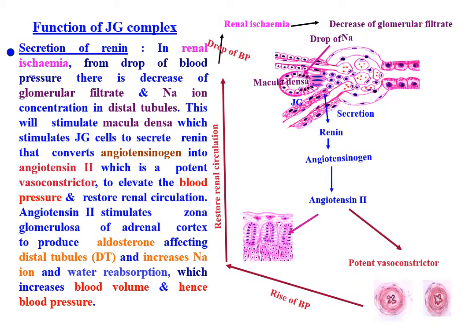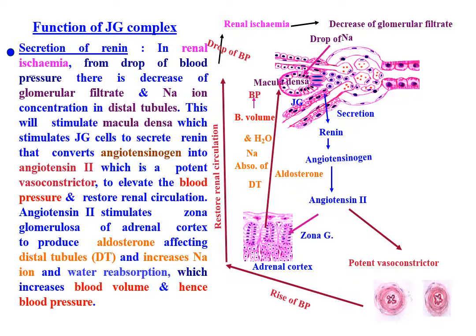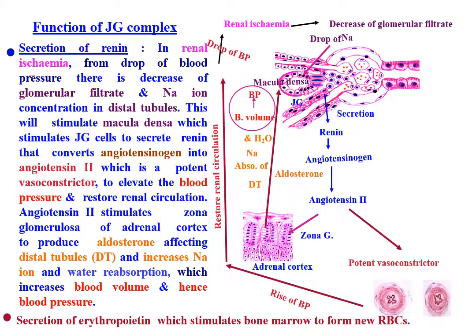Angiotensin II stimulates the zona glomerulosa of the adrenal cortex to produce aldosterone, thus affecting the distal tubules and increasing sodium ion and water resorption, with consequent increase in blood volume and hence in blood pressure. Another function of the juxtaglomerular apparatus is the secretion of erythropoietin, which stimulates the bone marrow to form new red blood corpuscles.